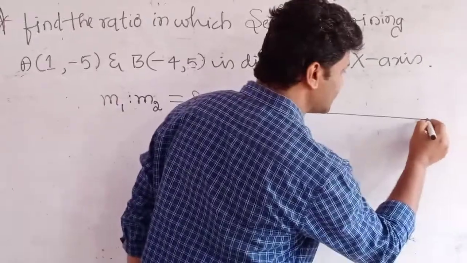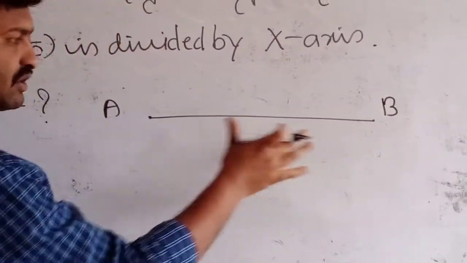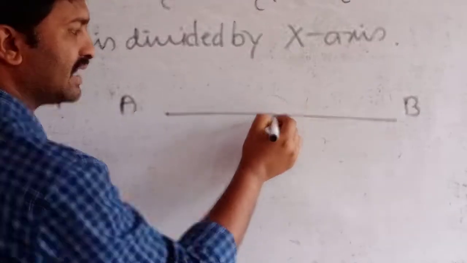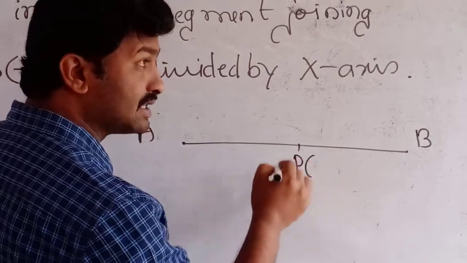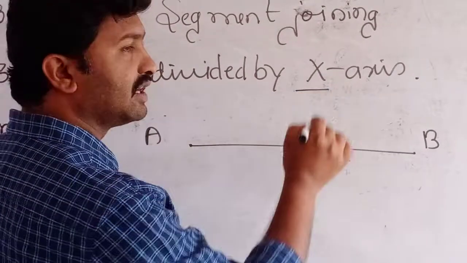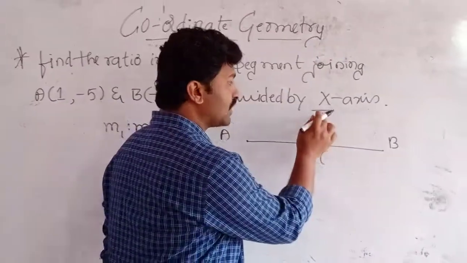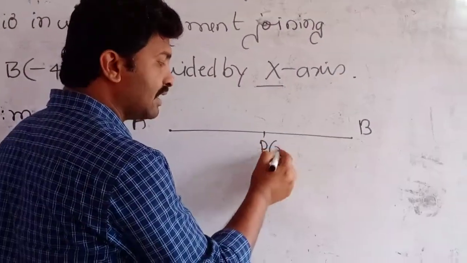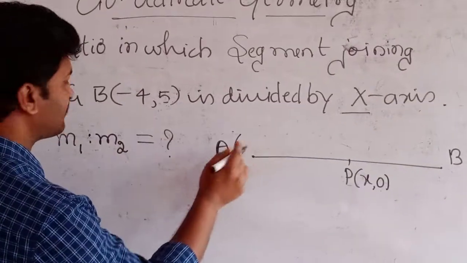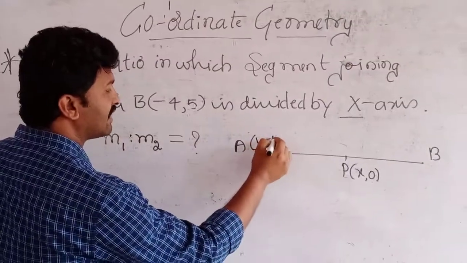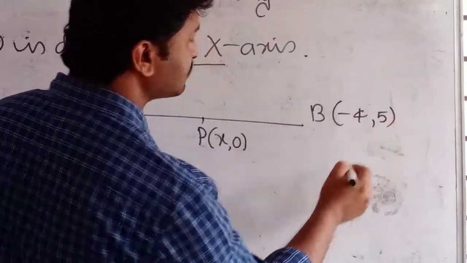This line segment AB is divided by the x-axis. This point is given on the x-axis. How do we write the coordinates? If a line is divided by the x-axis, the point P is (x, 0). The point A is (1, -5) and the point B is (-4, 5).